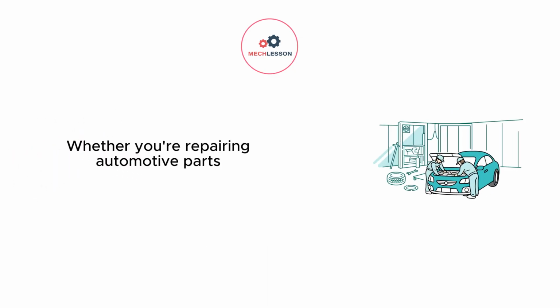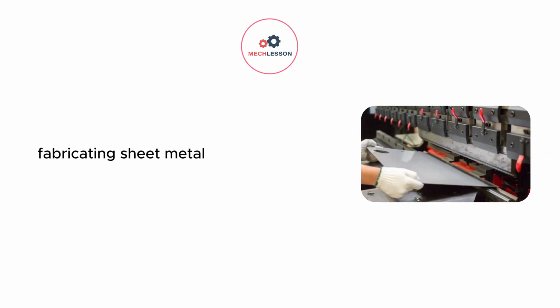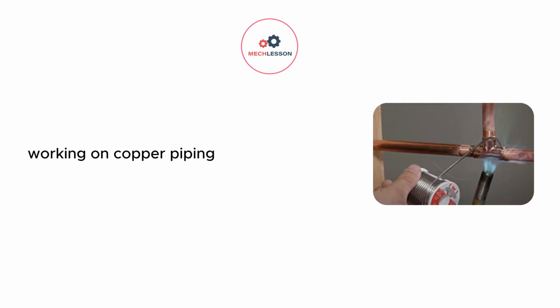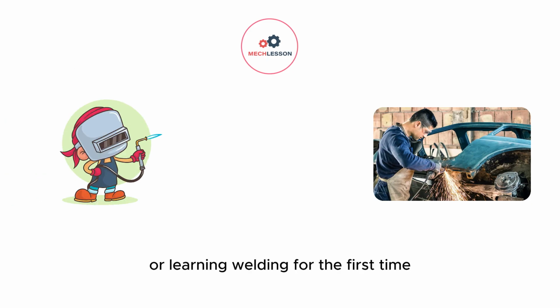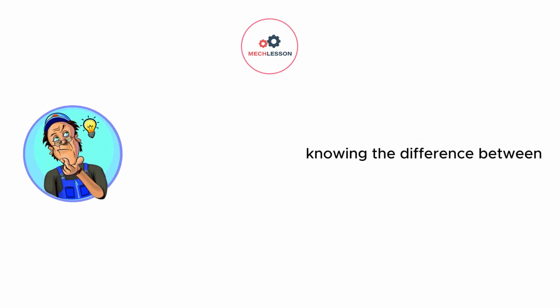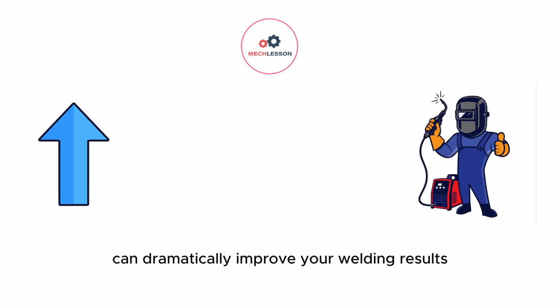Whether you're repairing automotive parts, fabricating sheet metal, working on copper piping, restoring classic vehicles, or learning welding for the first time, knowing the difference between a neutral flame, a carburizing flame, and an oxidizing flame can dramatically improve your welding results.